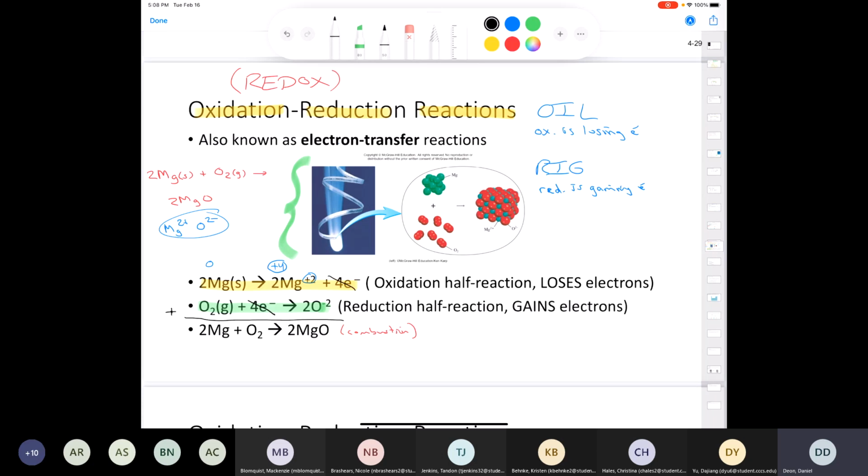Those cancel out. So in my reactants, I'm left with 2 magnesium plus oxygen, which produces 2 magnesium 2+ and 2 oxygen 2-, and those combine to give you 2 moles of magnesium oxide. So that's an oxidation-reduction reaction, or a redox reaction. There are many important things here. You have to know that oxidation is losing electrons, reduction is gaining electrons. You can't have one without the other. And if you tally up the oxidation half reaction and the reduction half reaction, you should get the overall reaction of the entire oxidation-reduction process.